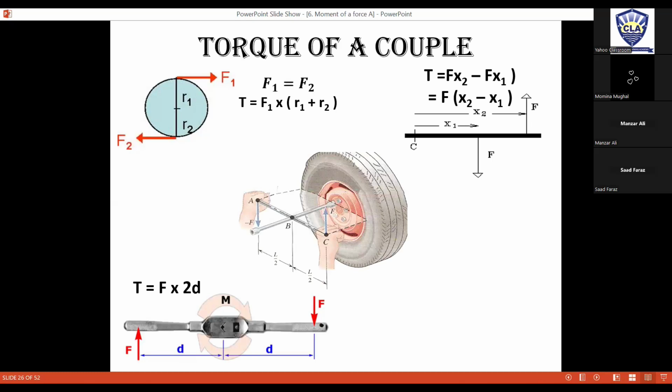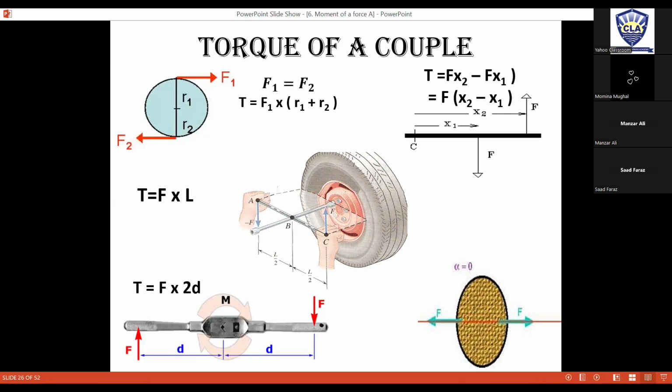Again, we have one force downward, the other force upwards, equal and opposite. So it will be F into L. Is this a couple? No, it is not. So therefore, torque is also 0 in this case, because these forces are equal and opposite and they will cancel out each other and they will create no turning effect.